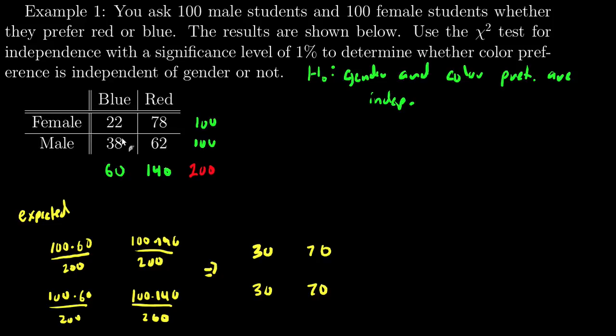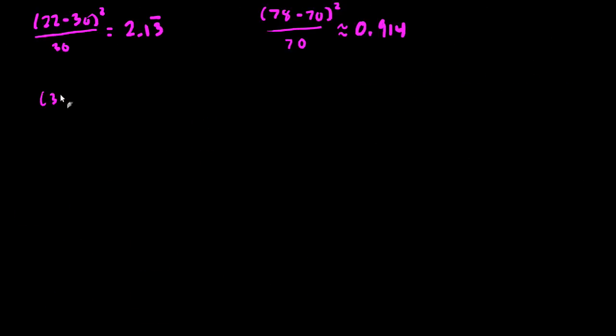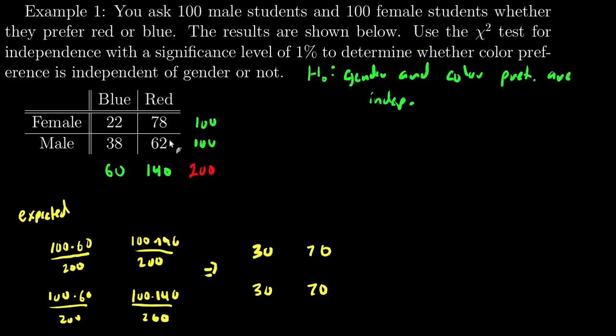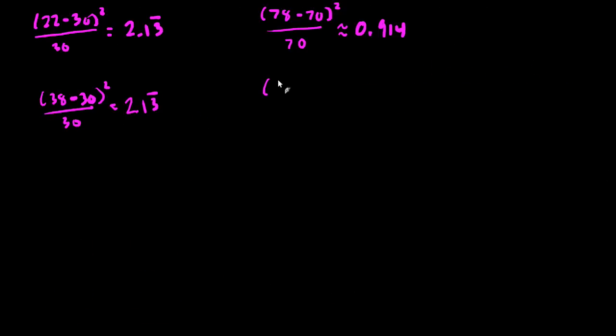And I continue. So row 2, column 1, observed was 38, expected was 30, so I will do 38 minus 30 squared over 30, which happens to give me the same value as this, so 2.13 repeating. And row 2, column 2, observed is 62, expected is 70, so I do 62 minus 70 squared over 70, which is also approximately 0.914.